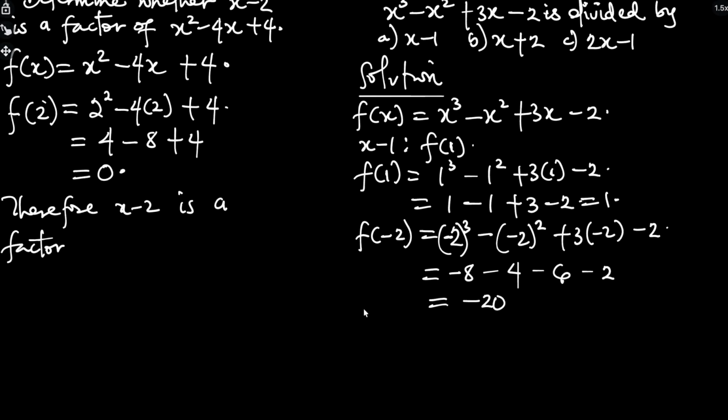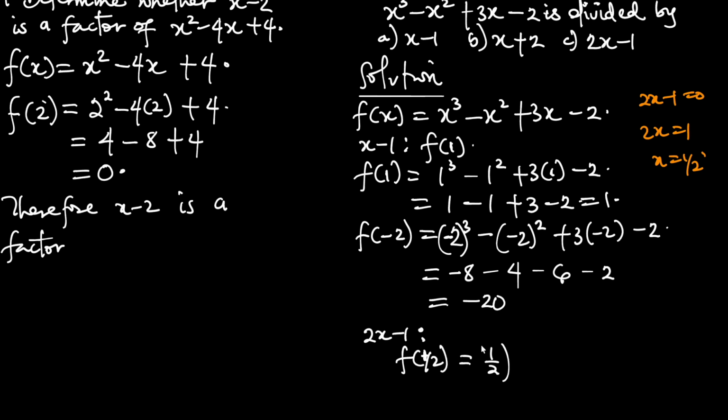In the last one, we have 2x minus 1. Remember that if you set 2x minus 1 to be equal to 0, you have 2x equals 1, x equals 1 over 2. So which means our goal is to set f of 1 over 2. Okay, that equals 1 over 2 raised to the power of 3 minus 1 over 2 squared plus 3 times 1 over 2, then minus 2.